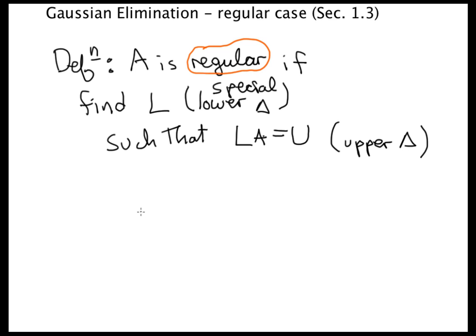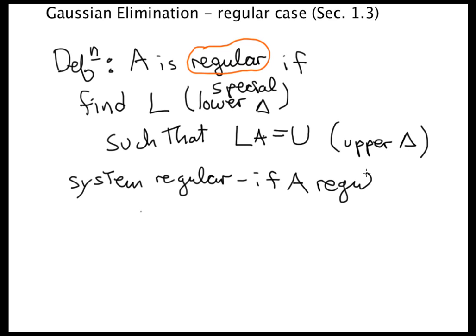Now, implicit in having a name for such a thing is that not every matrix is regular, and we'll talk about that a little bit more, but for now, let's just accept this as the definition. We say a system of equations is regular if the matrix is regular, a system of linear equations given by matrix A. And we have an algorithm for solving any such regular equation. And that's what this word regular case refers to in the title of the section.